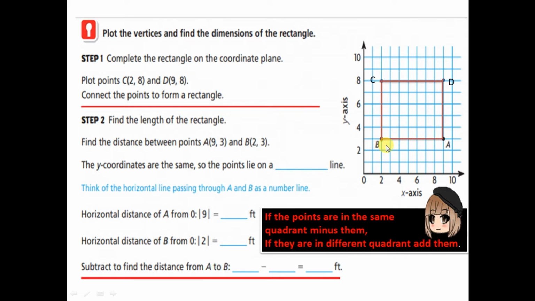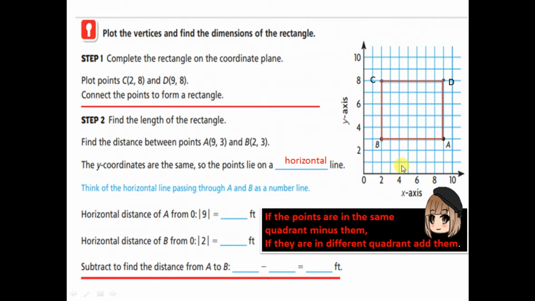So if you see here, all the points are in the same quadrant. So all the points will be minused to get the length. First, let's see the side AB. AB or BA are the same. Is it a horizontal or vertical line? Of course, it's a horizontal line. So in this case, without looking at the ordered pair, I will guess it is a horizontal line. So I need to find its length from the x-axis, right?